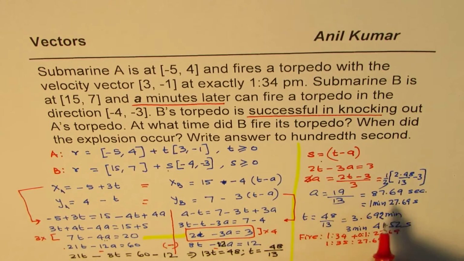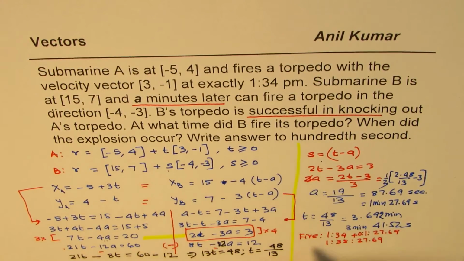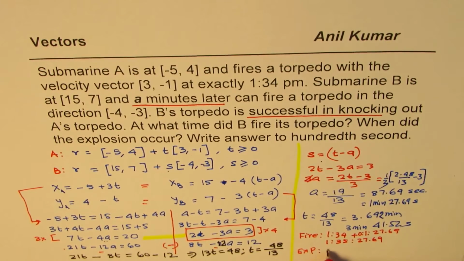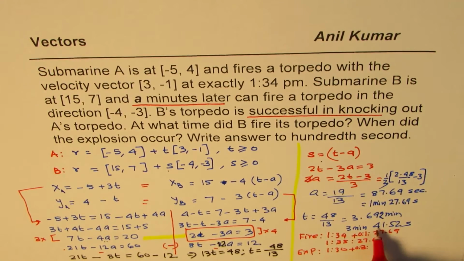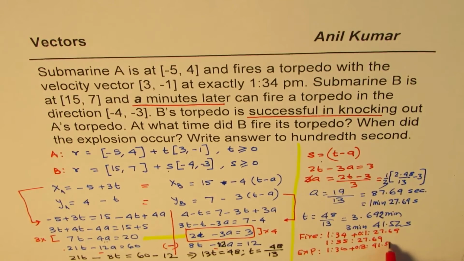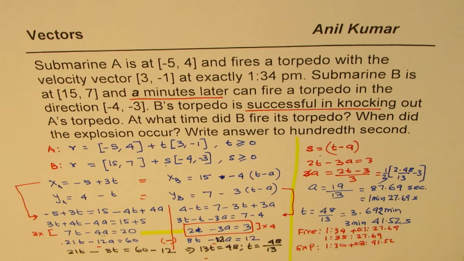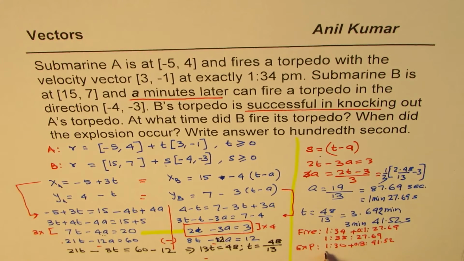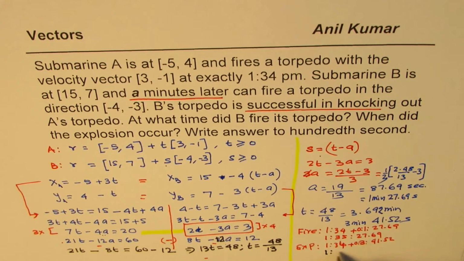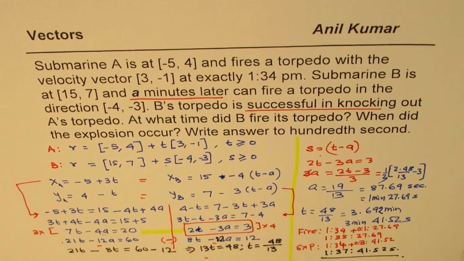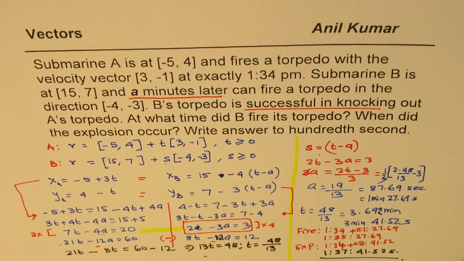So we added A value to it. And explosion took place at 1:34 plus 3 minutes. I should write 0 plus 0.3 and then 41.52, right? So that gives us the time as, so when you add 3 minutes here, so it is 134. I'm sorry, so let me use a different ink. So it is 1:37 minutes 41.52 seconds. Do you see that? So that is the explosion time, and that is how you can solve this question.